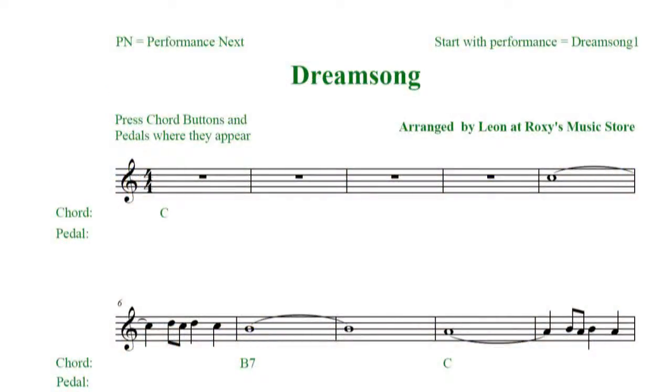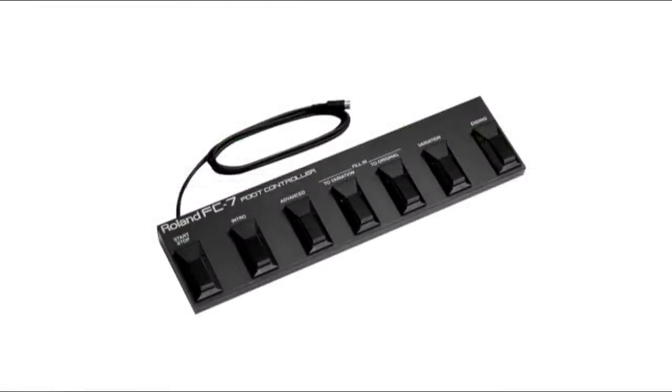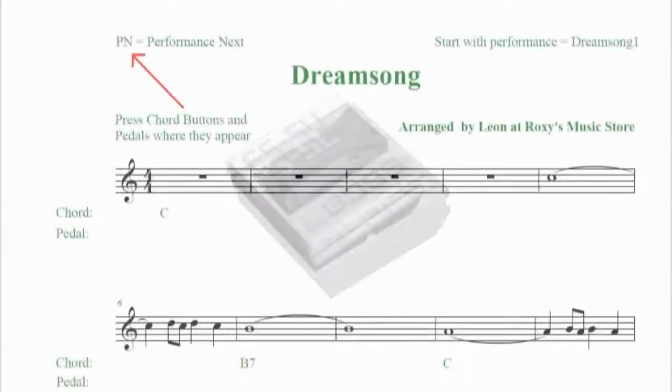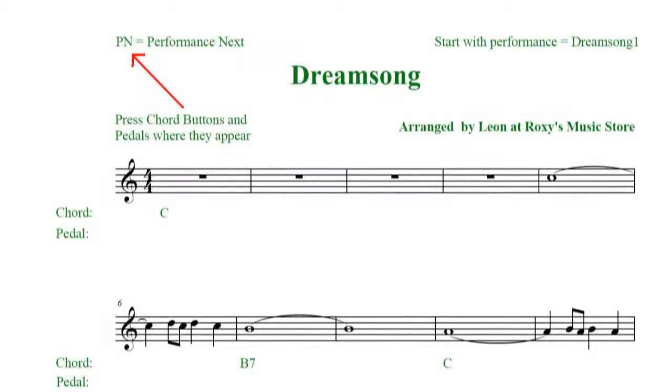At the top of my sheet music, you see the reminder to start playing the song using the performance memory called Dream Song 1. Another reminder is the notation that I use to indicate when to activate the Performance Next feature. Whenever I see the notation PN specified in the sheet music, I need to press whatever pedal I have previously configured on either my Roland FC7 or my Boss FS5U pedal unit to invoke the Performance Next feature. I'll say more about the Performance Next feature in a minute.